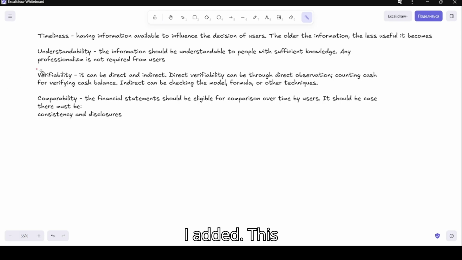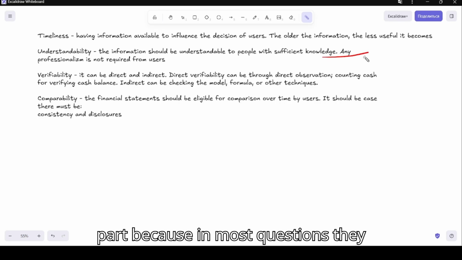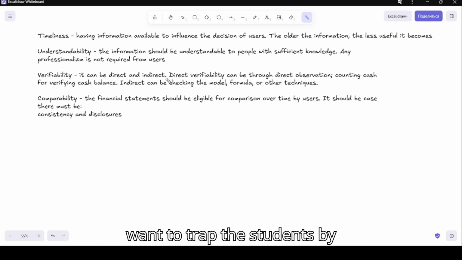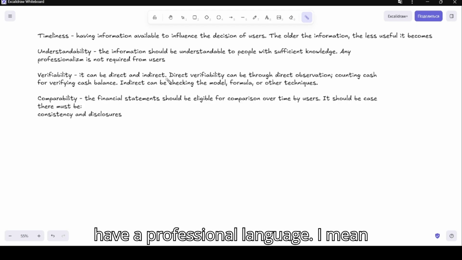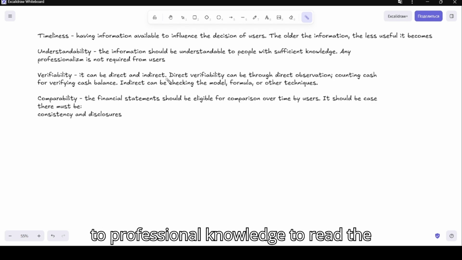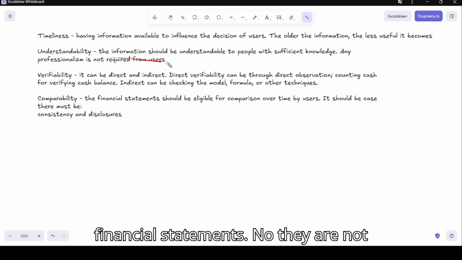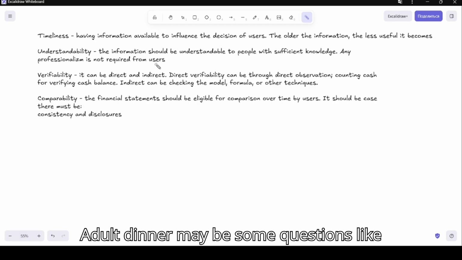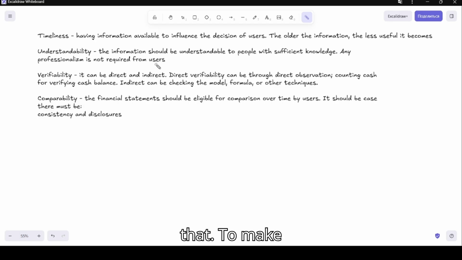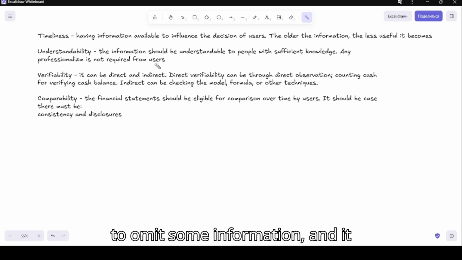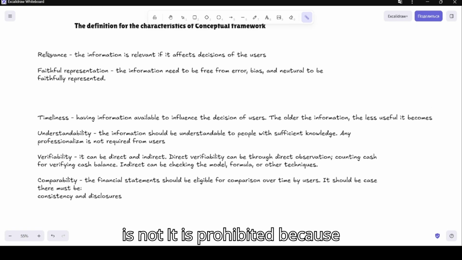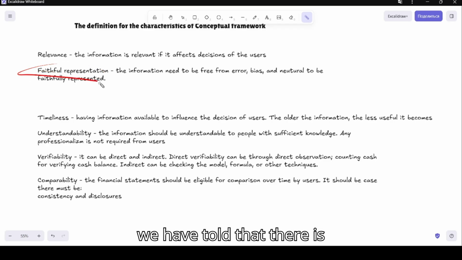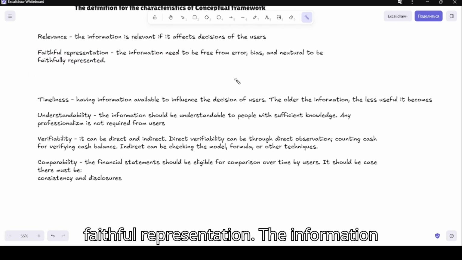Why did I add this part? Because in most questions they want to trap the students by saying the users are required to have professional knowledge to read the financial statements. No, they are not required. And also there may be questions like that: to make the information more understandable, it is allowed to make mistakes or to omit some information. It is prohibited, because we have said there is faithful representation. The information should be free from error, right?